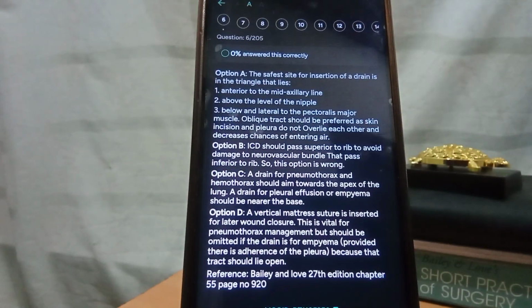So option A, the safest site for insertion of a drain is in the triangle that lies anterior to the mid-axillary line, above the level of the nipple, below and lateral to the pectoralis major muscle. Oblique track should be preferred as a skin incision and pleura do not overlie each other, which decreases chances of entering air. Option B, ICD should pass posterior to rib to avoid damage to neurovascular bundle that passes inferior to the rib. So this option is wrong. The ICD should pass inferior to the rib.